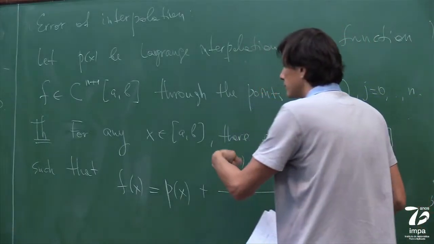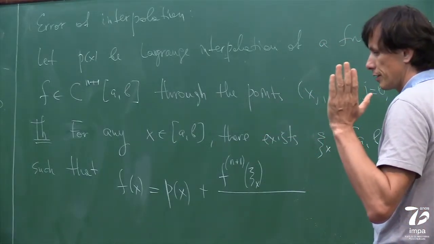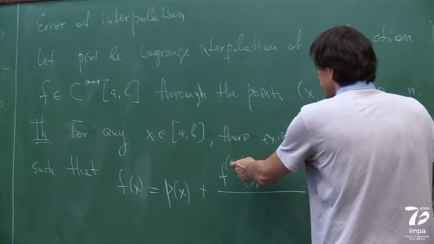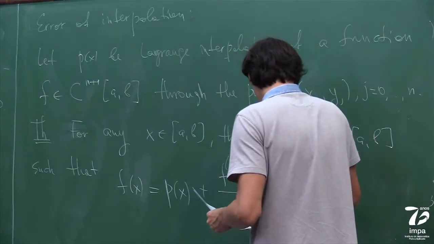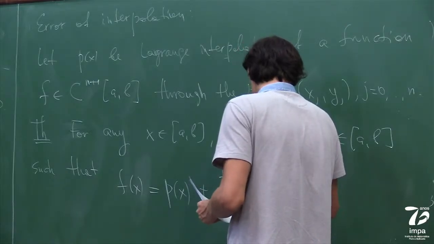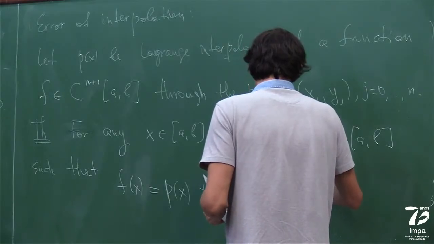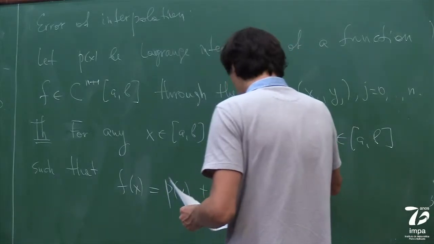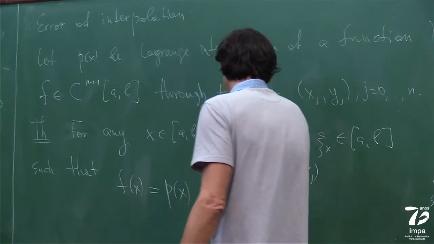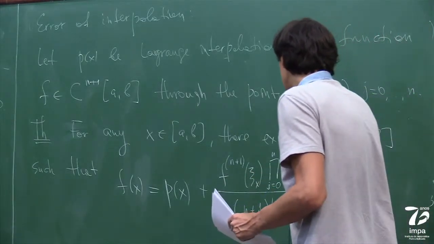The polynomial has degree up to n, so essentially it can compensate any derivative up to n. So this is the next, n plus first derivative. And then you take a product with this polynomial, x minus xj through all the points, and divide by n plus 1 factorial. So this just comes from the derivative. Okay, so there is this formula.